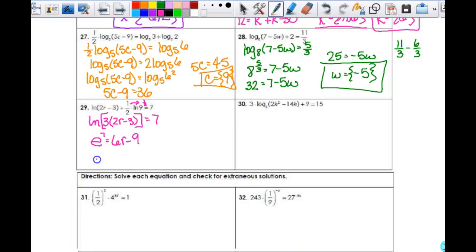So then I add 9 to both sides. e to the 7th power plus 9 equals 6r. So r is equal to e to the 7th plus 9 over 6. And you leave it like that. You don't have a calculator. That's it.